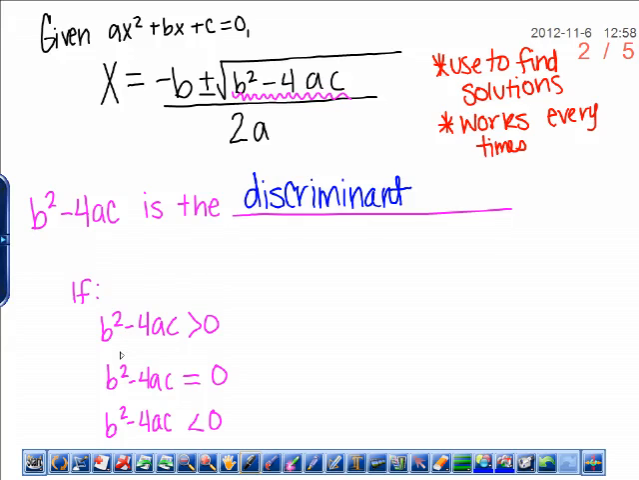So let's think. If b squared minus 4ac is greater than 0, that means I'm taking the square root of what kind of number? Positive. And when I take the square root of a positive number, do I get a real number or an imaginary number? Real. So if your discriminant, if b squared minus 4ac is greater than 0, you're going to have two real solutions.